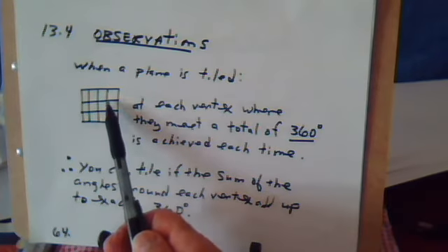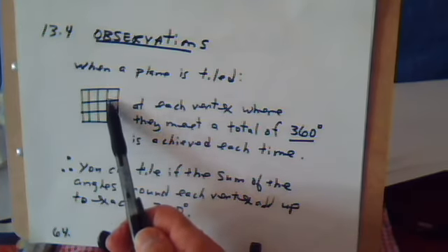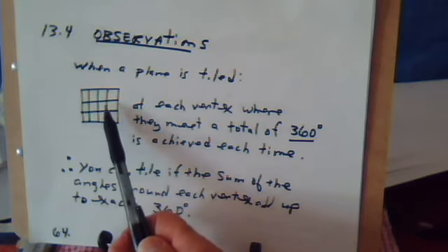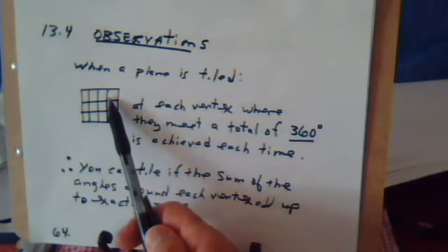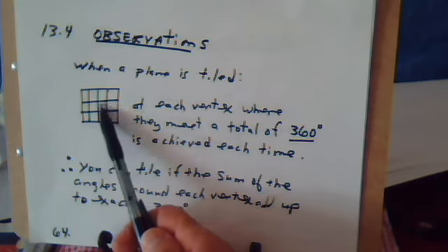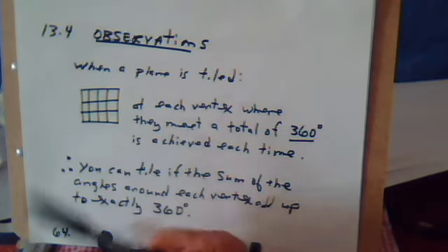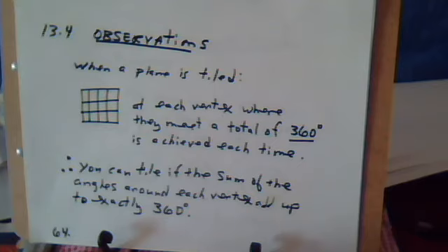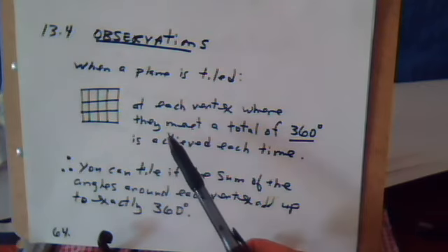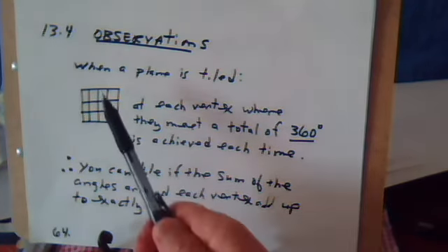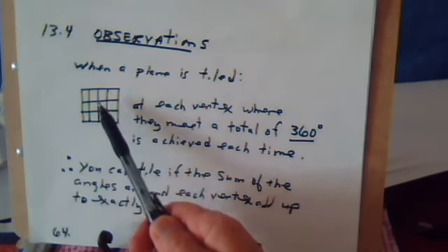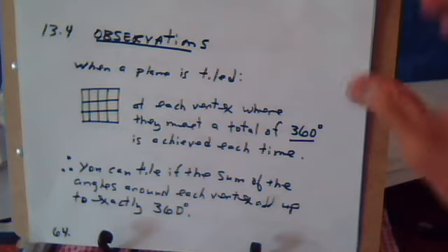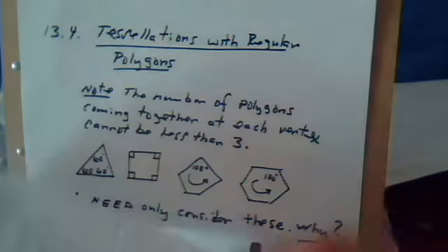Observation: notice about each vertex, these angles go around it. So if you were to add these angles and they add up to 360, you could tile this surface without having gaps or overlaps. So the key is the sum should equal 360. The sum of the individual angles about the vertex for each vertex should add up to exactly 360 degrees.